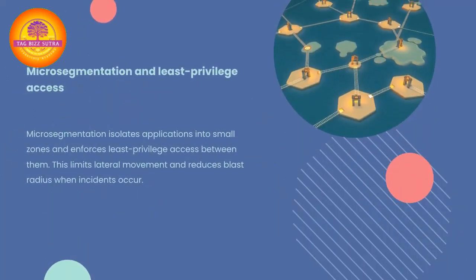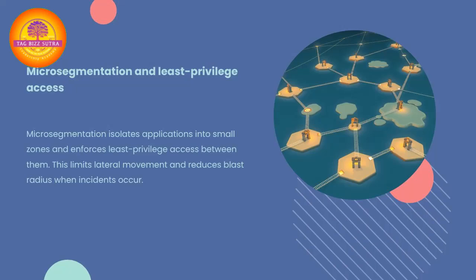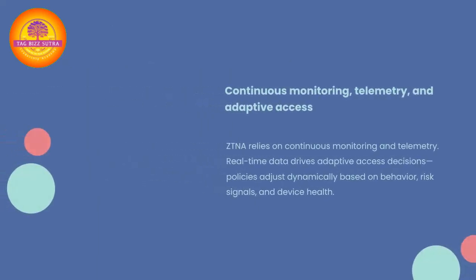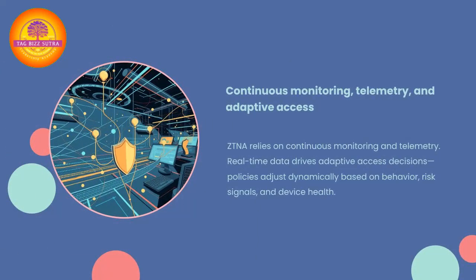Microsegmentation isolates applications into small zones and enforces least privilege access between them. This limits lateral movement and reduces blast radius when incidents occur. ZTNA relies on continuous monitoring and telemetry. Real-time data drives adaptive access decisions. Policies adjust dynamically based on behavior, risk signals, and device health.